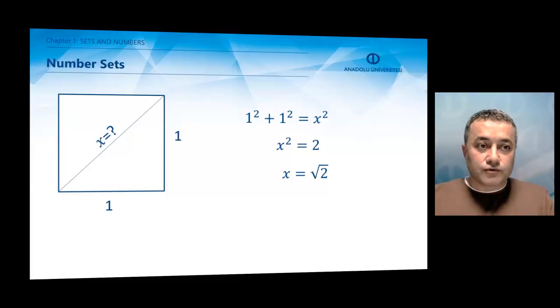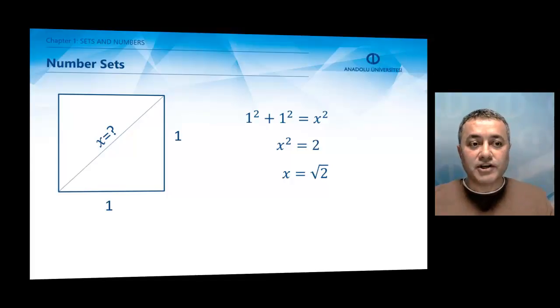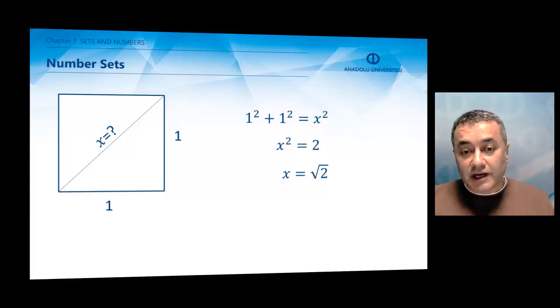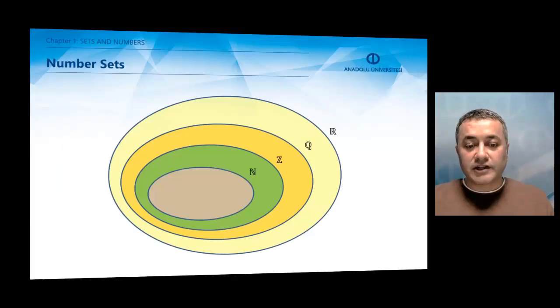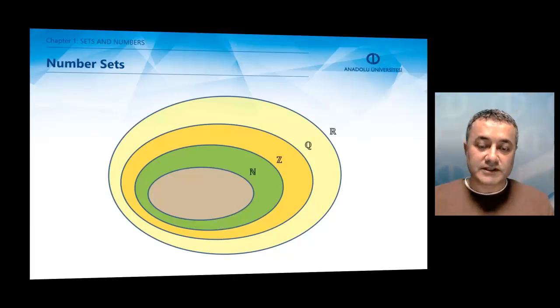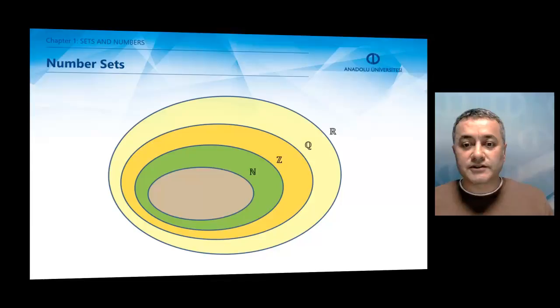Numbers like root of 2, root of 3, root of 5, which cannot be expressed as the ratios of integers, are called irrational numbers. So the relation between all the number sets we have so far introduced is like this. Natural numbers are a subset of integers, which are a subset of rational numbers, and the union of rational numbers and irrational numbers is the set of all real numbers we know of, which is called the real numbers.